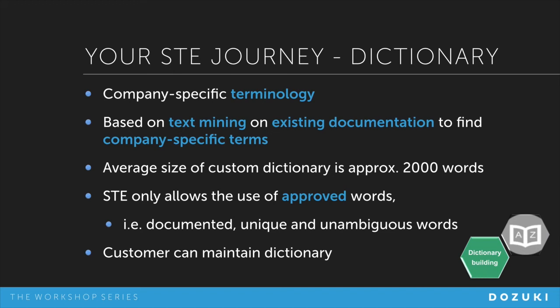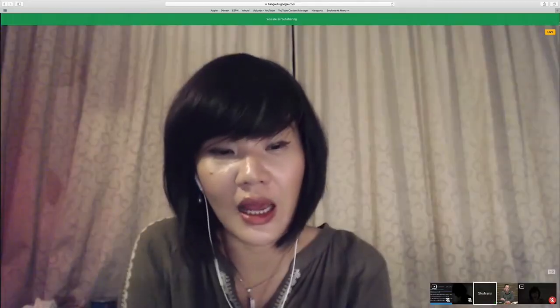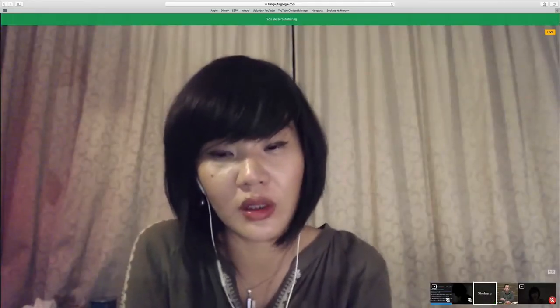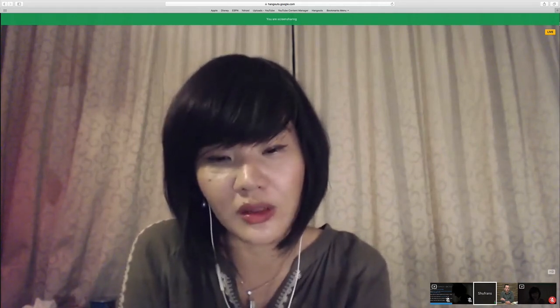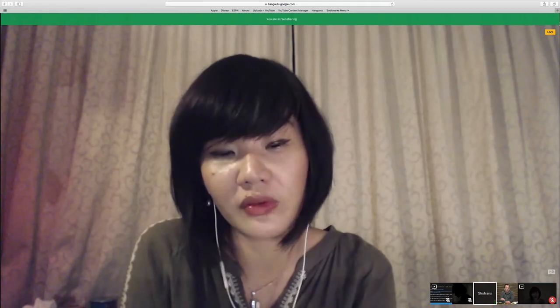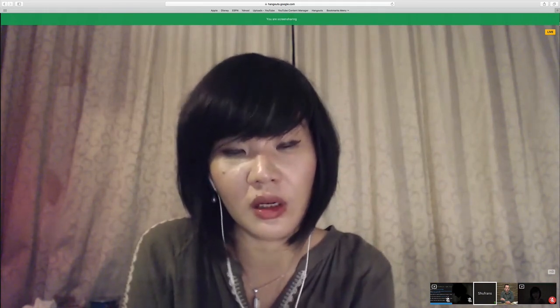So what would normally be done is text mining on existing legacy documentation to find company-specific terms that have been used in the past and decide if those terms will be included. So the term candidates will be filtered by a terminologist to see which ones are valid, which ones are invalid, and then which terms have the same meaning. And normally for a 5,000 page manual, you could expect to end up with somewhere between 1,500 to 3,000 industry specific words.